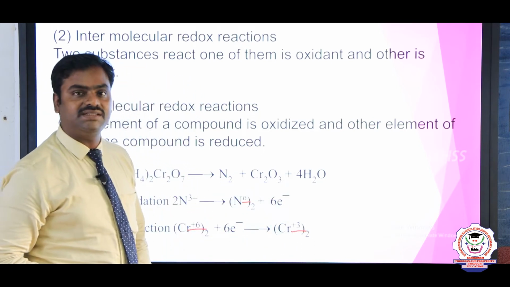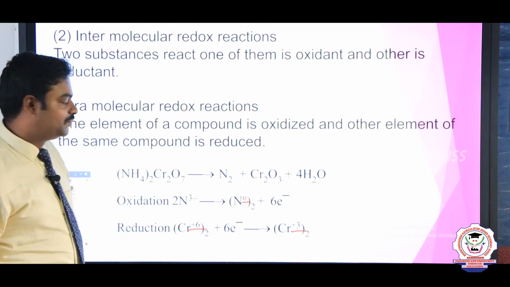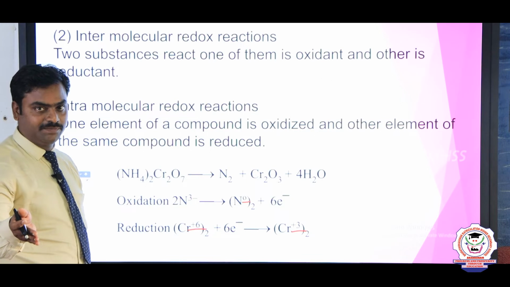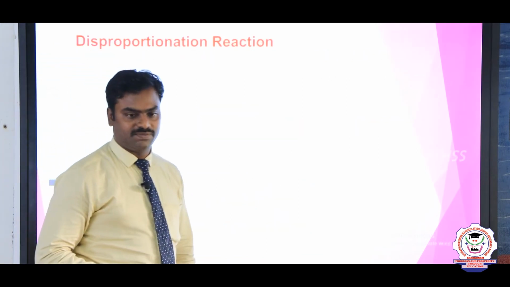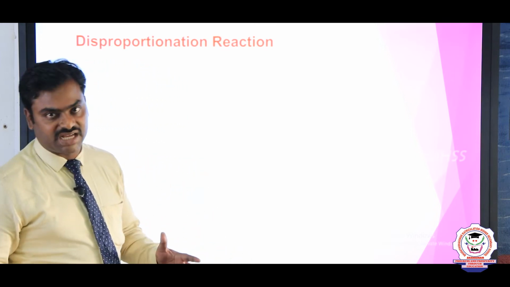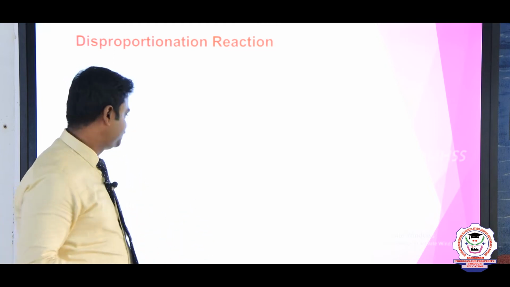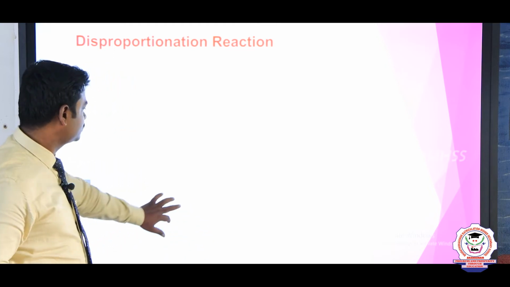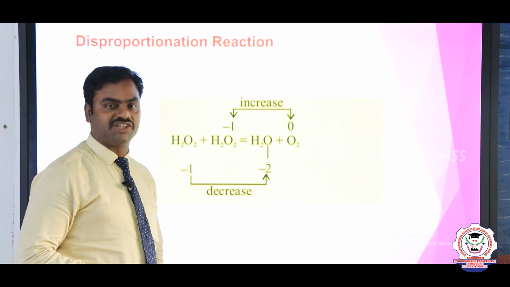By the acceptance of 3 electrons, it is becoming +3 oxidation state to +6 oxidation state to +3. So it is a reduction reaction, a disproportionation reaction. Most of the time in NEET they are asking disproportionation reactions. So now we will discuss what a disproportionation reaction is. I will give you an example. This is an example of a disproportionation reaction.